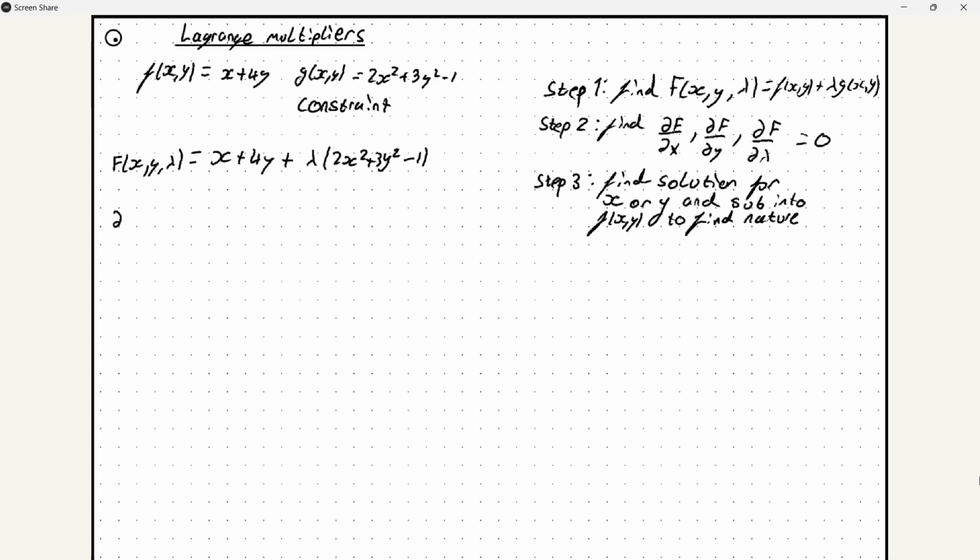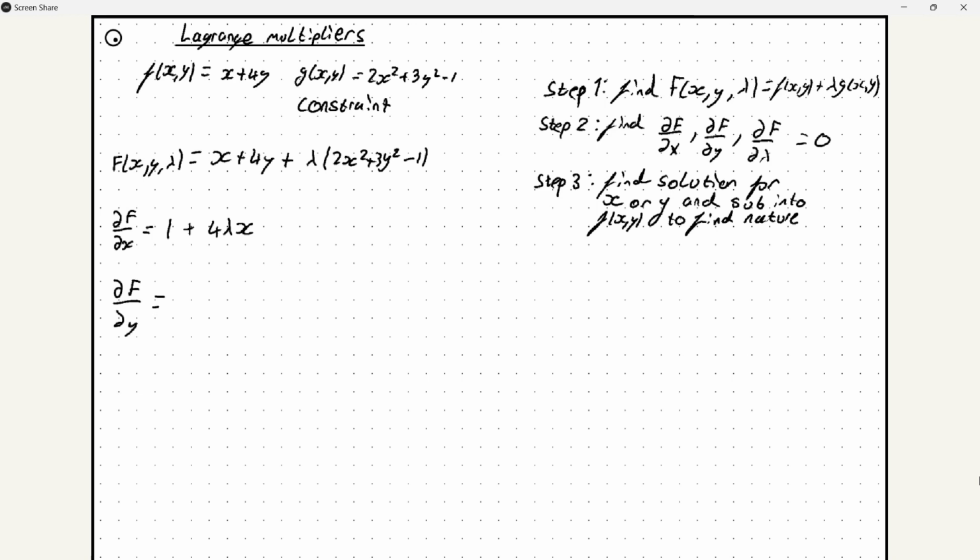Now we will partially differentiate. So here we've got 1, treat the 4y as constant so it disappears, plus, just focusing on the x part, will be 2 lambda 2x. So actually we can change that to 4 lambda x, ignoring the rest of it, because you treat them as constants.